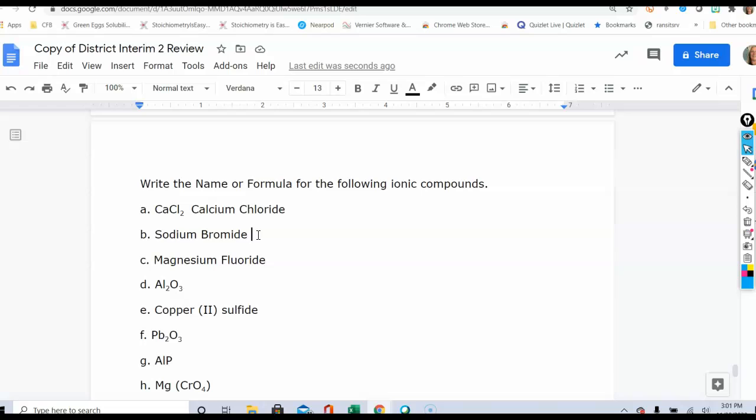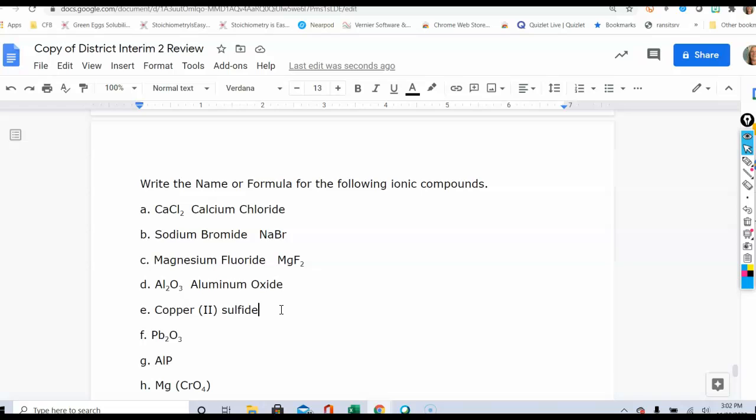Sodium bromide has a Na1+ and a Br1-, so we simply get to write this as NaBr for its formula. Magnesium fluoride is the combination of Mg2+ and F1-, so this becomes MgF2, magnesium fluoride. And then we get to name Al2O3, and this is aluminum oxide. Notice I am not naming it with Roman numerals because it is not a transition metal, so aluminum oxide.